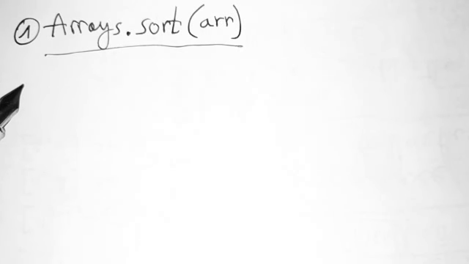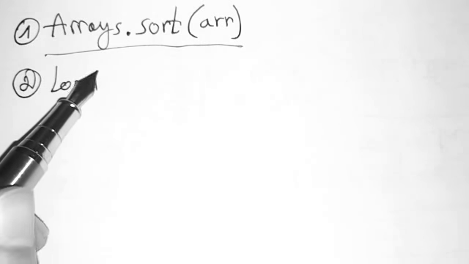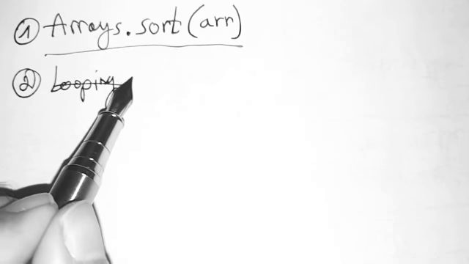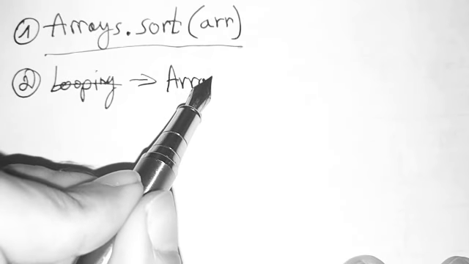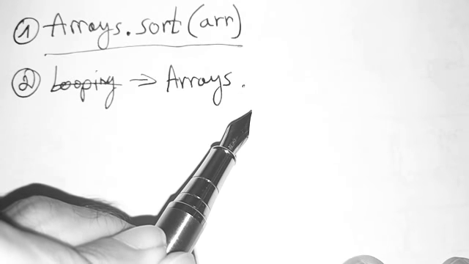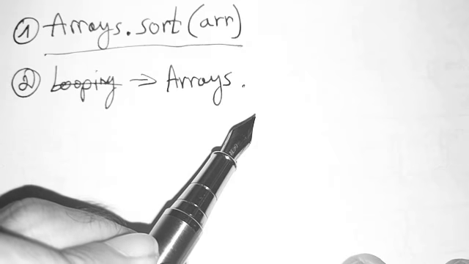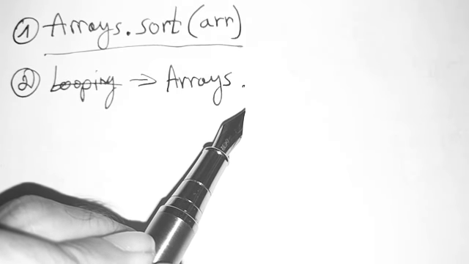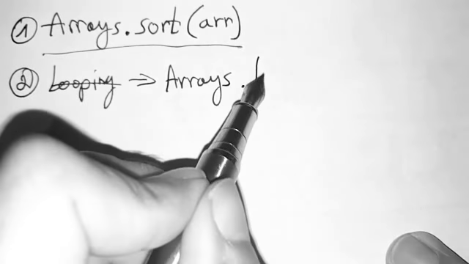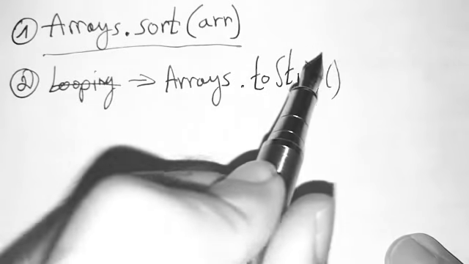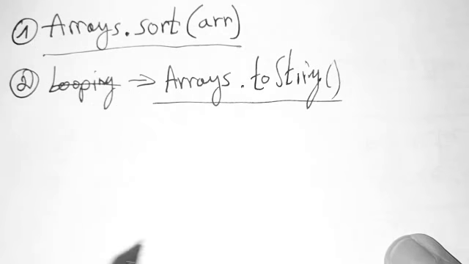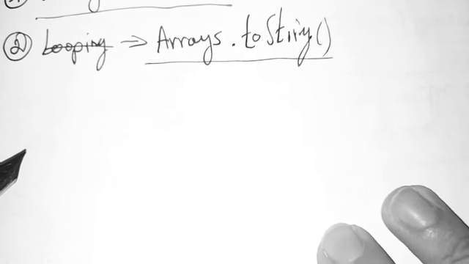Another thing to remember is that when you are printing the array, instead of looping over the array and printing, what you should do instead is call again Arrays, and you call dot toString, and if you need to print the array, you simply call this method. You don't need to loop it. And with that, let's move on to the code.